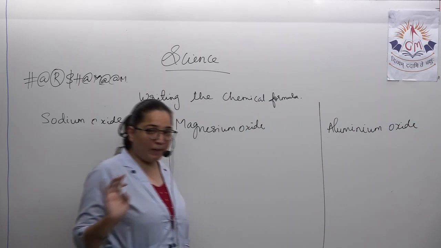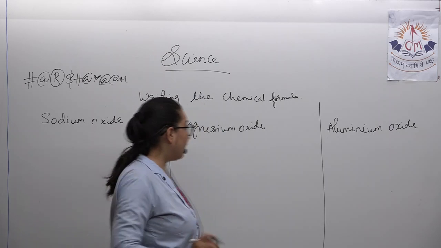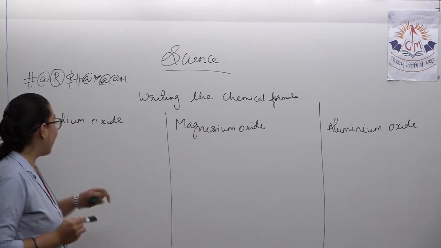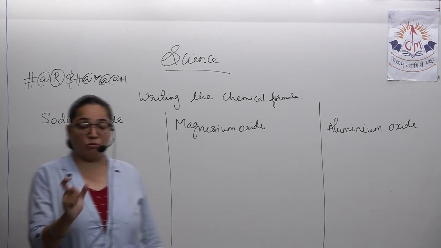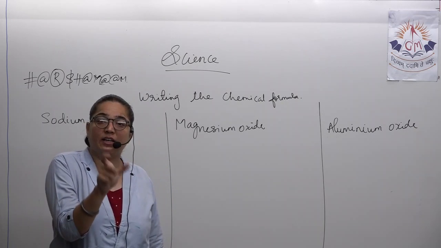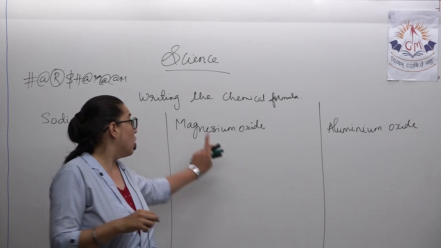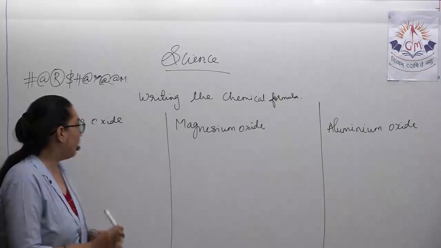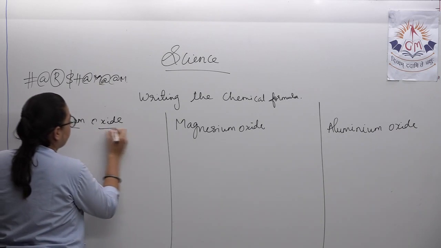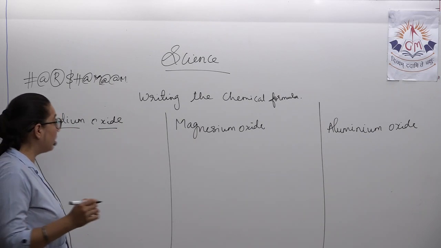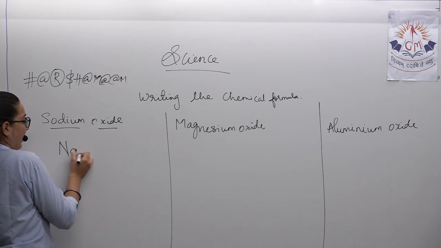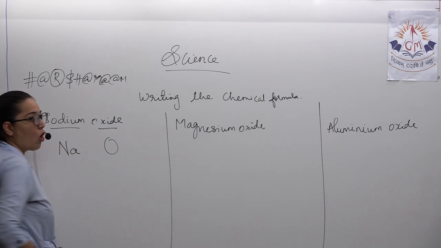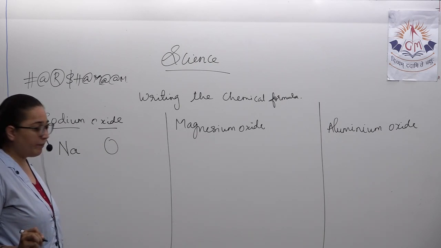First, I'll explain all these three, how the names are written. And even when it is written in the form of symbols, you should be able to pronounce it and note it down in this way. For example, sodium oxide. What is now the formula of sodium? The chemical symbol of sodium is Na. Oxide is O. This is clear?